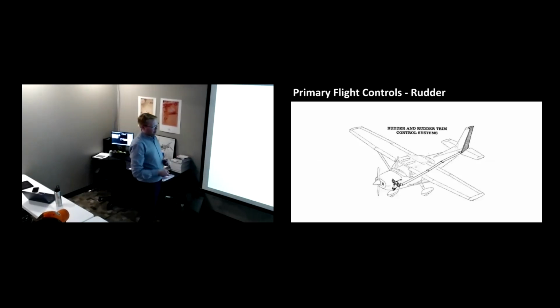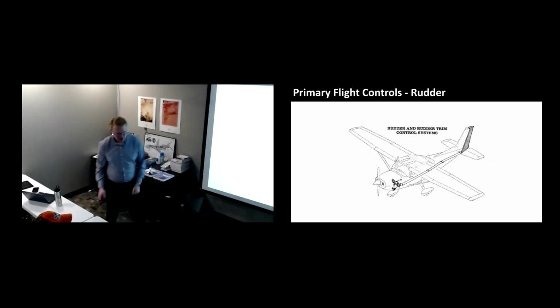So you move those pedals on the floor, and it just runs a cable all the way back and adjusts the rudder. It pulls on one side versus the other.